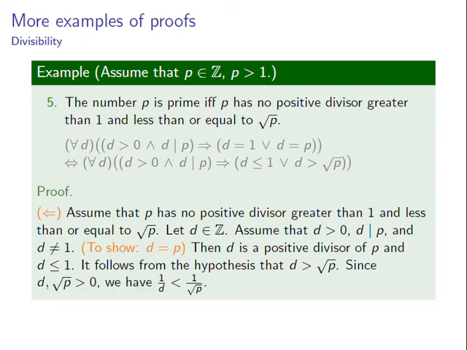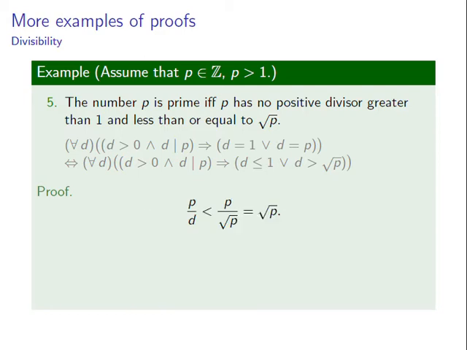Since both d and the square root of p are positive, 1 over d is less than 1 over the square root of p. Since p is positive, multiplying each side of this inequality by p yields p over d is less than p over the square root of p, which is equal to the square root of p.